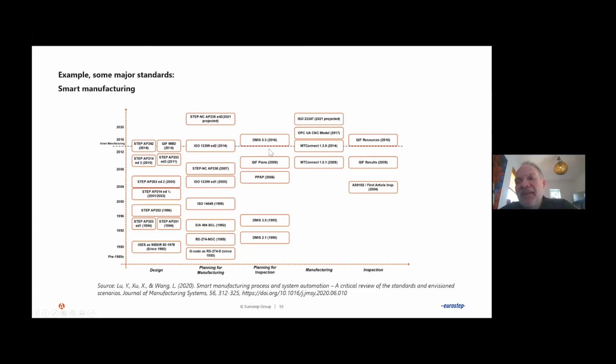So this shows, and each of these standards are high quality standards, standards that are used in industry and so on. So if you are new to standards, this is what you have to deal with, a collection of standards to support you in, for example, in this case, smart manufacturing. And then there is also overlap between the standards.